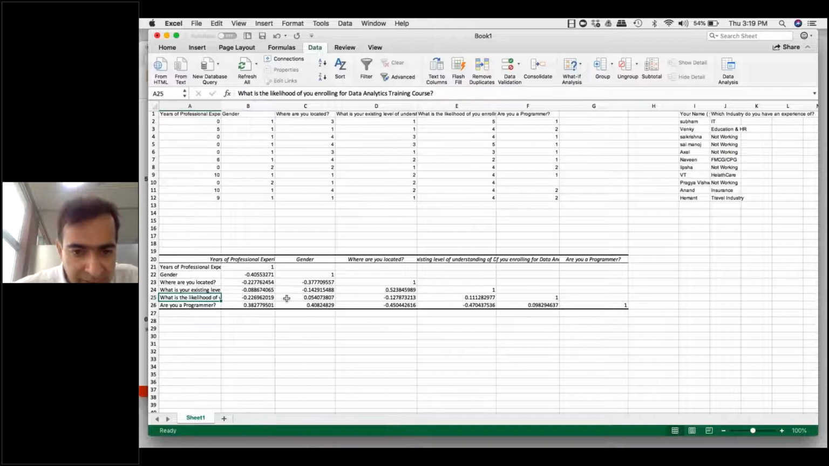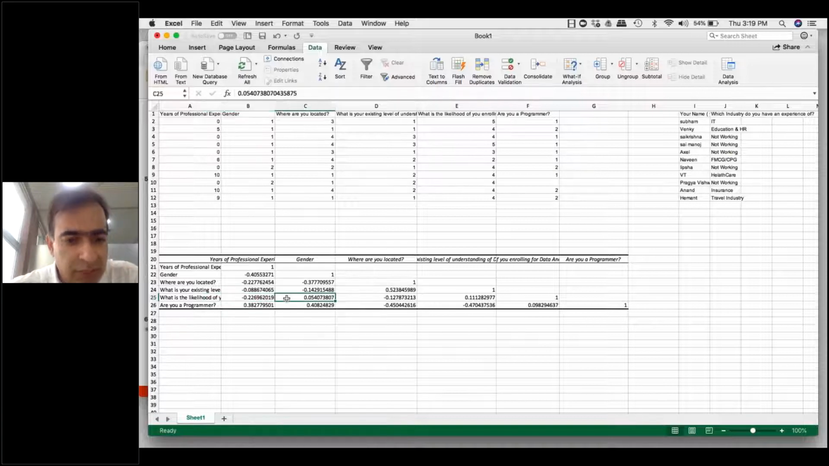So if you look at all this data, the interesting part is, as far as gender is concerned, there is absolutely no correlation. The correlation is 0.05, which is close to 0. Which means that we should not target people based on their gender. That would not make any sense.